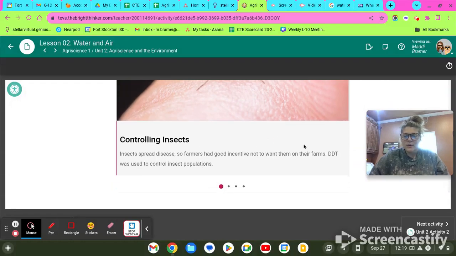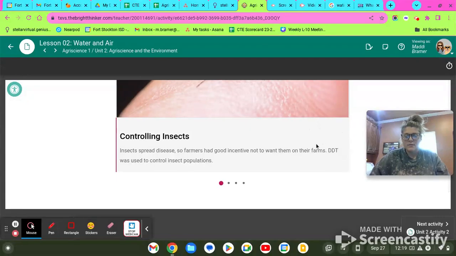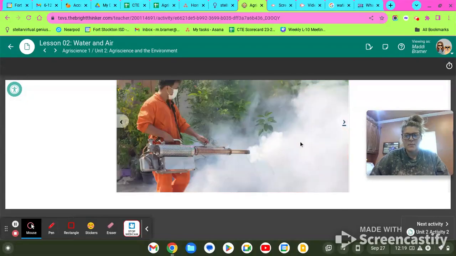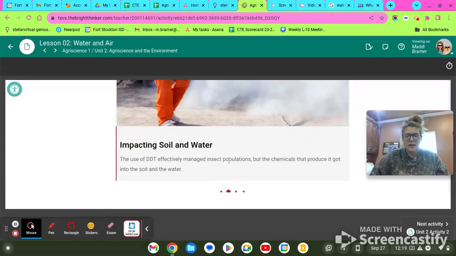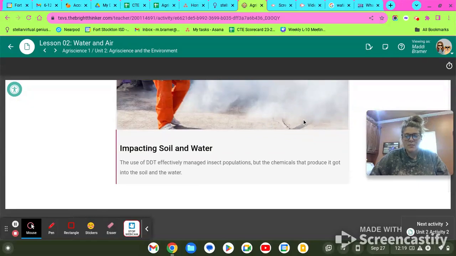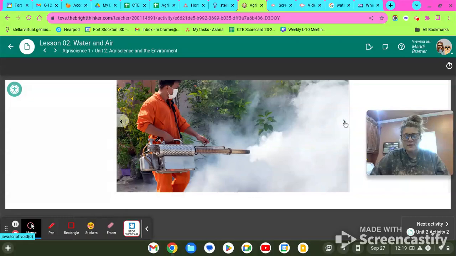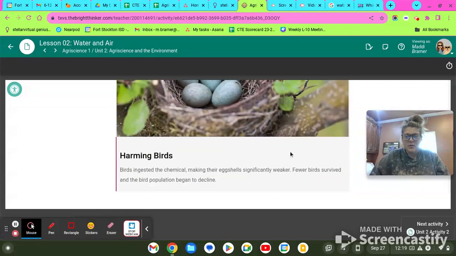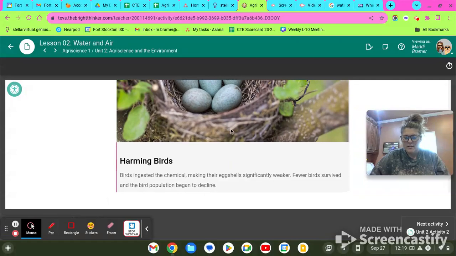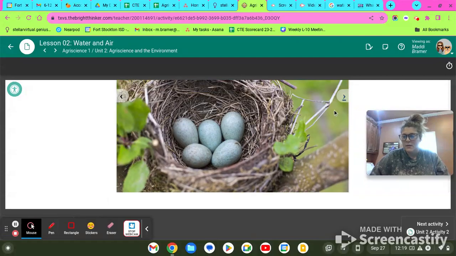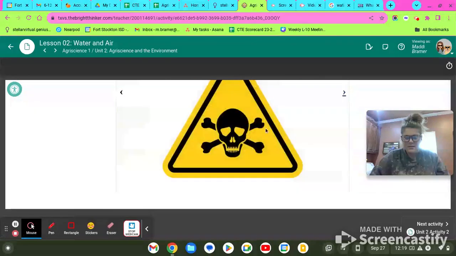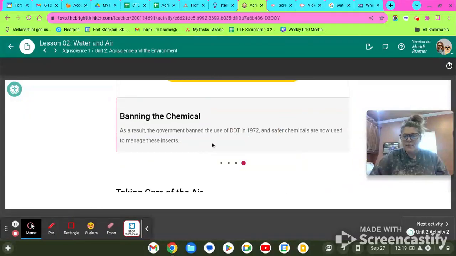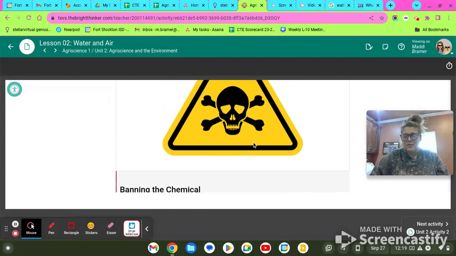So it says insects spread disease, so farmers had good incentive not to want them on their farms. It was used to control insect populations. It managed insect populations, but the chemicals seeped into the soil and the water. Birds ingested the chemical, making their eggshells weaker. Few birds survived, and the bird population declined. As a result, the government banned the use of DDT in 1972, and now we use safer chemicals.